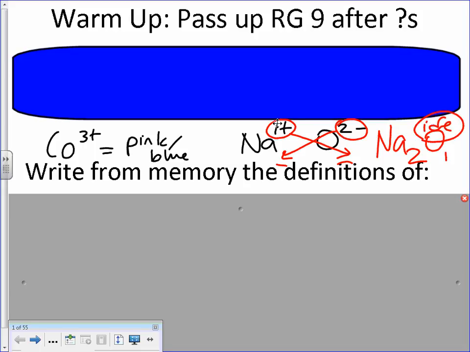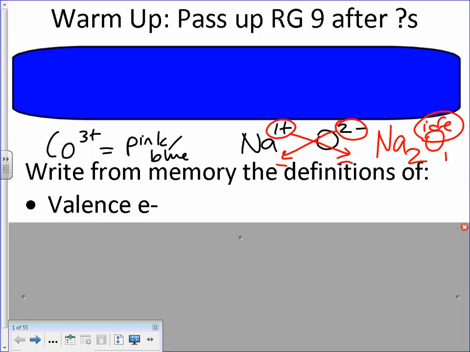So it's called a binary compound. What does binary mean? 2. It's sodium and oxygen, 2 things together. But how many different elements are in this one? Sodium, carbon, and oxygen, right? That means it's a ternary compound, ternary meaning 3 or more. So it's just a bigger compound.